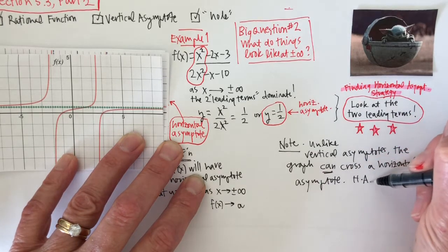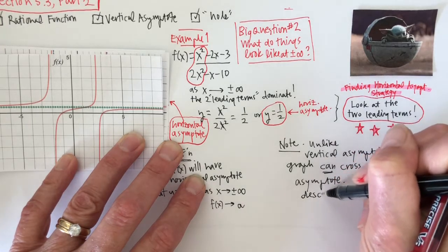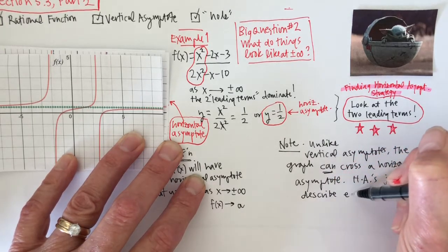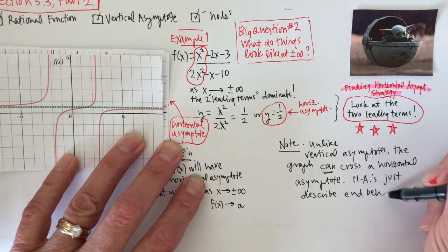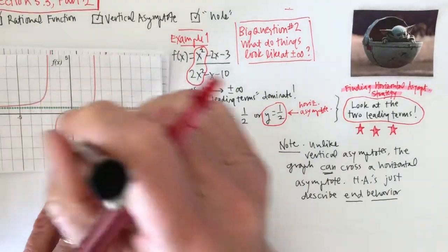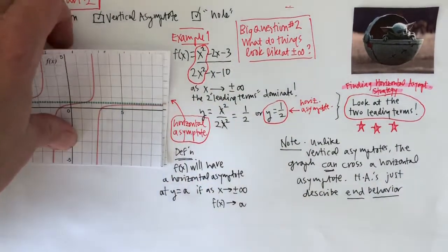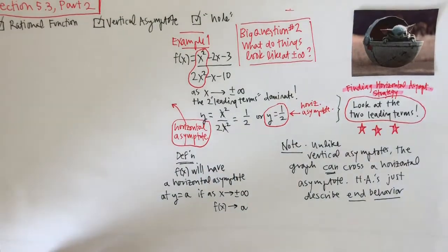Because horizontal asymptotes just describe end behavior of the function. And so what's going on in the middle is not really pertinent to the horizontal asymptote. Okay, so we're going to look at two other examples now.